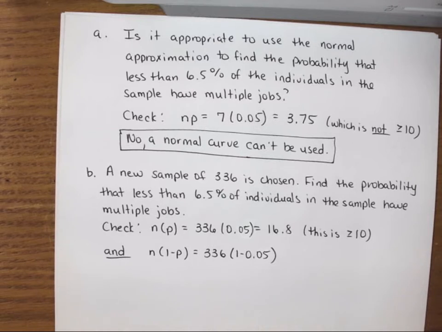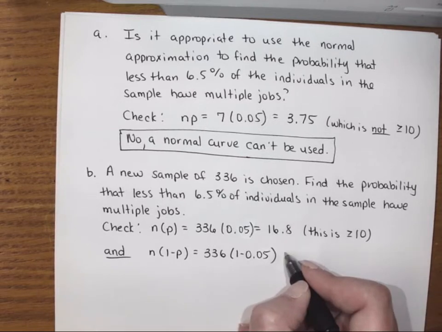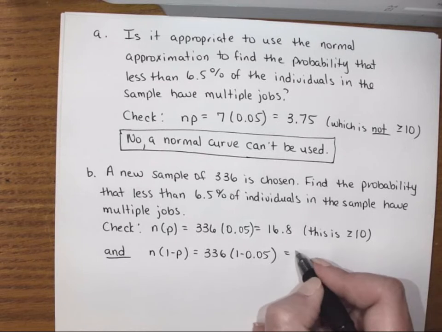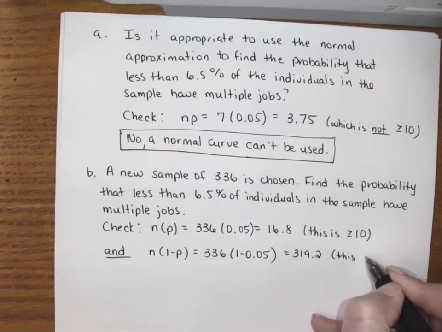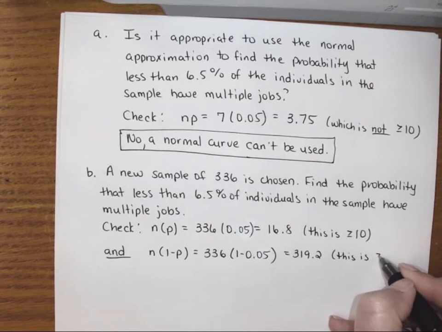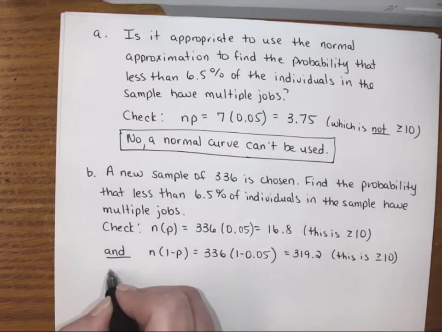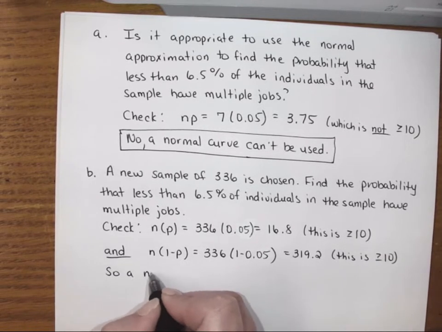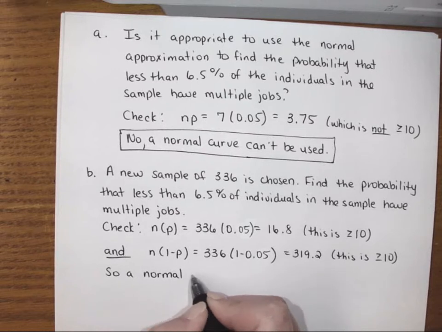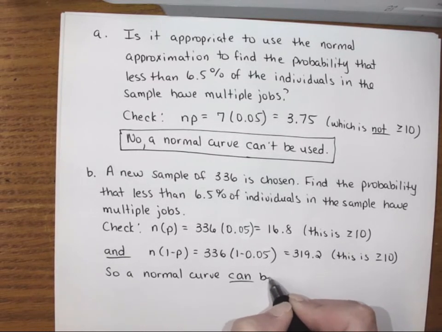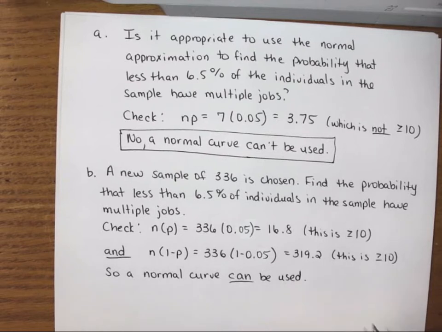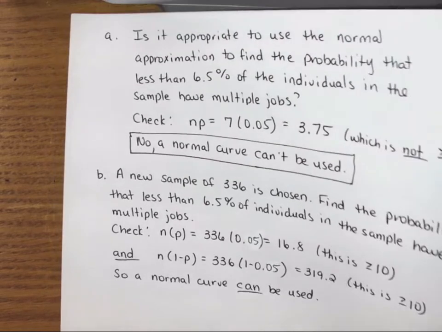All right, so if you do 336 times 1 minus 0.05, or 95%, you're going to get 319.2. This is definitely greater than or equal to 10. So our conclusion, and what Connect will ask you before you can even begin, is can you use it, yes or no? We can, because both products gave us something greater than or equal to 10.